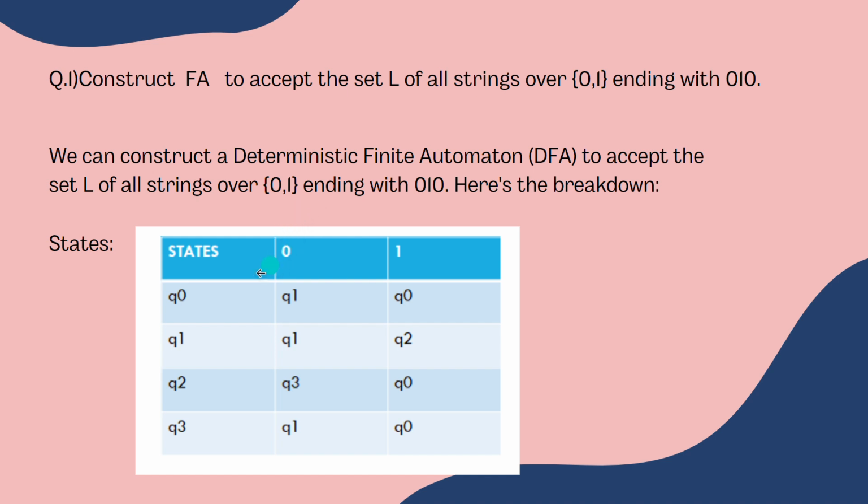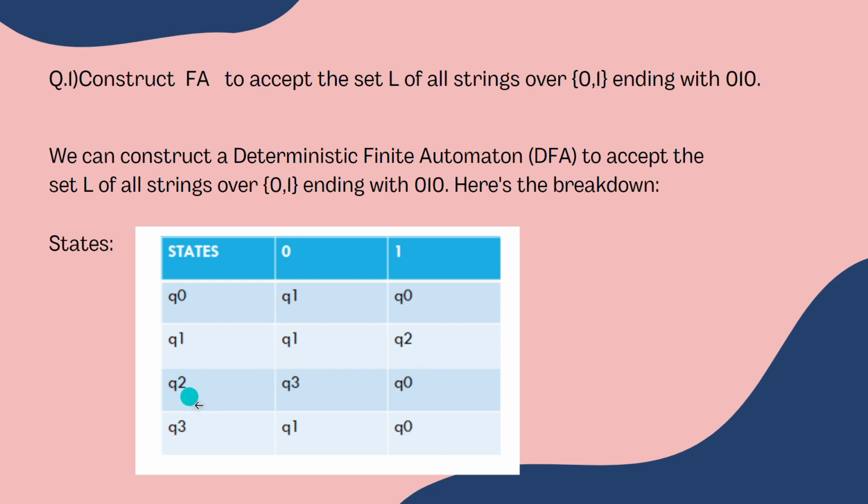Our state diagram is as follows. If we are in state q0 and our input is 0, then we go to the next state, that is q1, and if we have an input of 1, then we stay in the same state, q0. Then on the next state q1, if our input is 0, we stay in the same state q1. If our input is 1, then we go to the next state, that is q2.